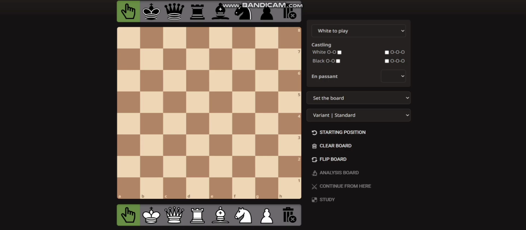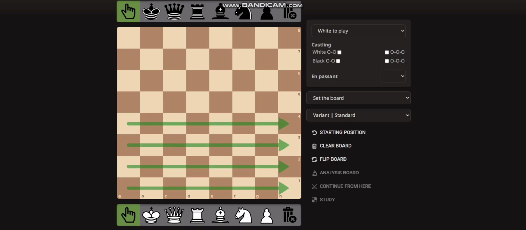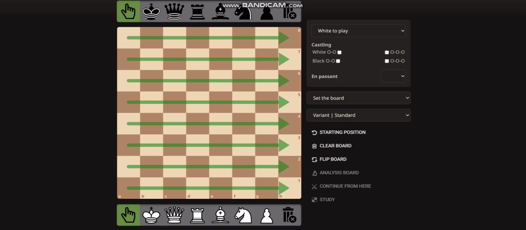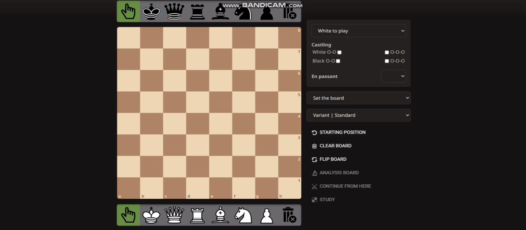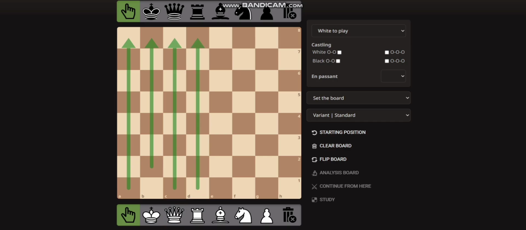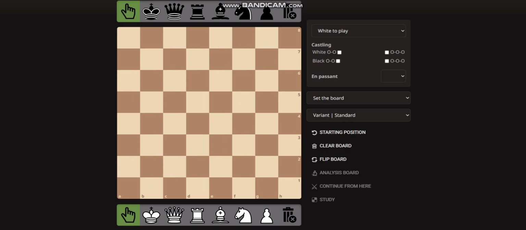These are ranks: first rank, second rank, third rank, fourth rank, seventh rank, eighth rank. So these are called ranks. And these are called files: A file, B file, D file, E file. Okay. So these are called files. And there are also diagonals. These slanting lines are called diagonals, like this you can see.